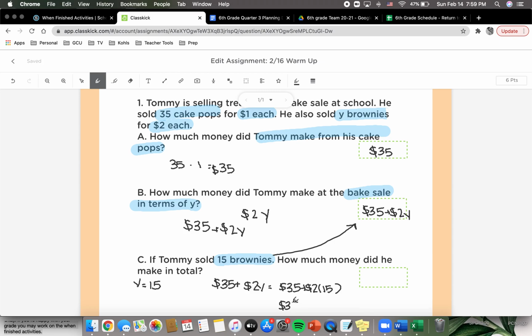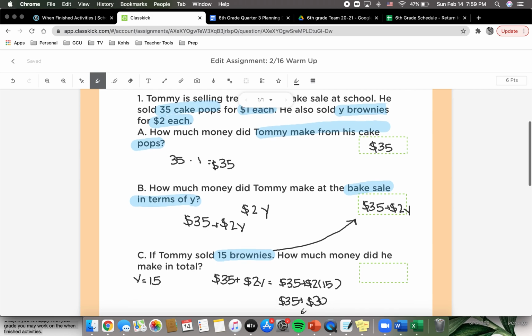We rewrite this out. We get $30, and when we add these together, our answer is he made a total of $65 at his school bake sale.